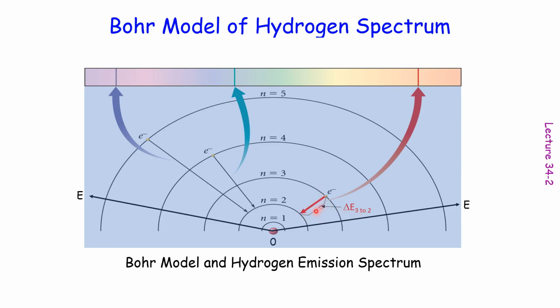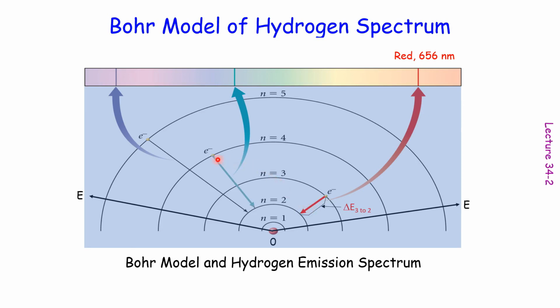And this delta E carries a wavelength of 656 nanometer. That's this red light. That's why you see this red light. You don't see a light with 658 or 670 because there are no such orbitals that can cause that emission.